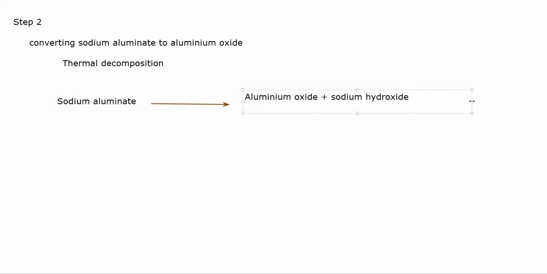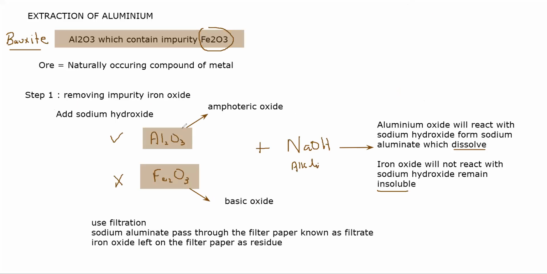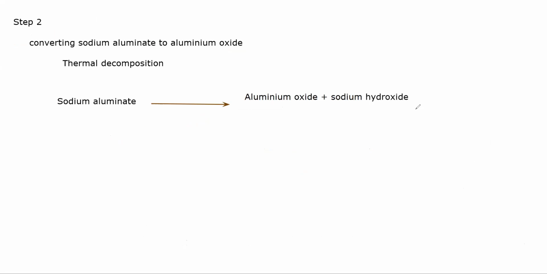So basically we decompose a compound. You can see how this compound was initially formed. When aluminum oxide reacted with sodium hydroxide, it formed sodium aluminate. Iron oxide does not react, so it remains insoluble, and we separate them. This compound is not very stable, so when we supply heat energy, it decomposes and forms aluminum oxide and sodium hydroxide. This aluminum oxide is known as alumina.